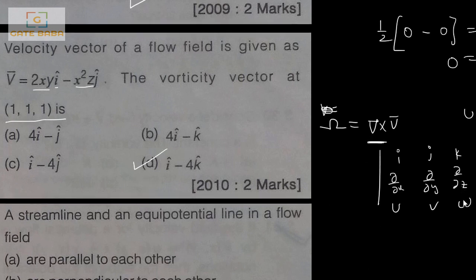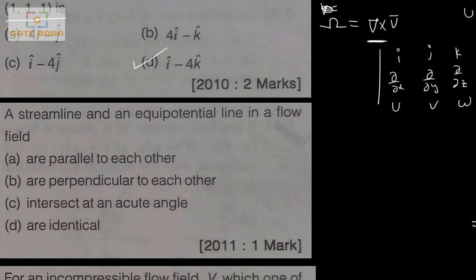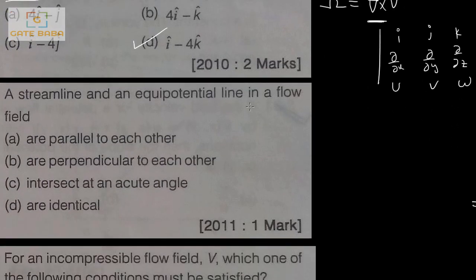That's it. The next question is, a streamline and an equipotential line in a flow field. We know the streamline and equipotential lines are orthogonal to each other, so perpendicular to each other. Option B is correct. Okay, very easy.